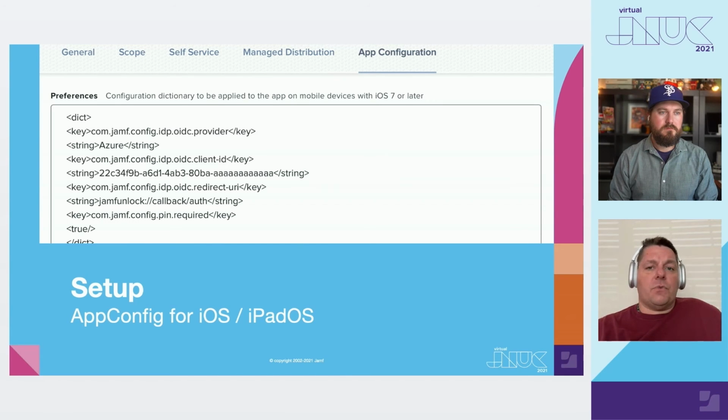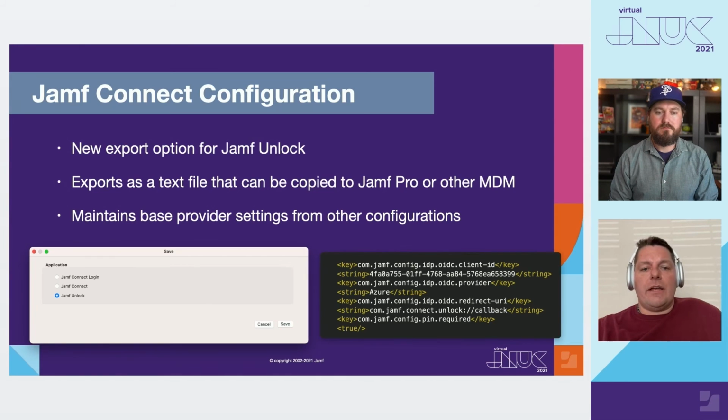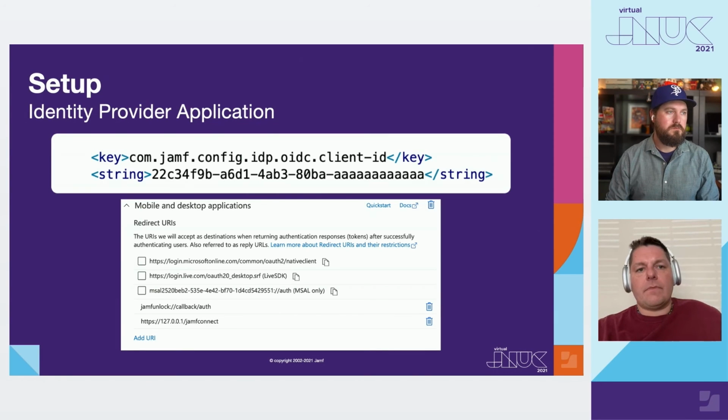App config for iOS is reasonably simple, and it's in the Jamf Connect user manual with a provider client ID application, and if we want to turn the PIN on or off in the app there. And in fact, you can actually make it even easier on yourself. New in Jamf Connect Configuration, the companion app for administrators like us to configure Jamf Connect, we have an Unlock config exporter that gives you a starter app config to toss at your MDM. So you can drop that right in place in Jamf Pro with no problem.